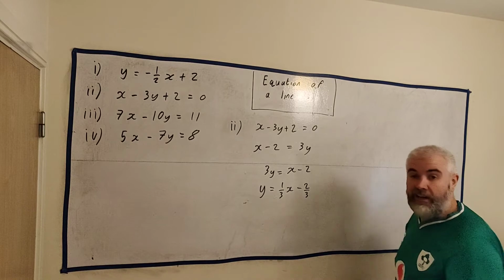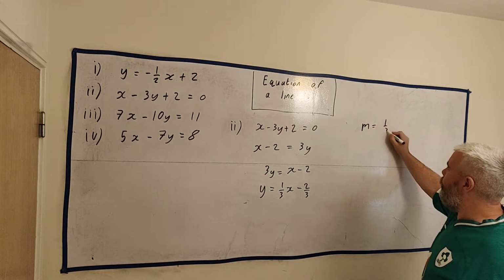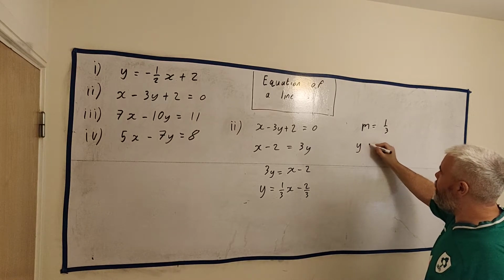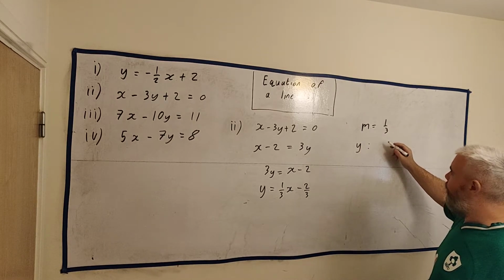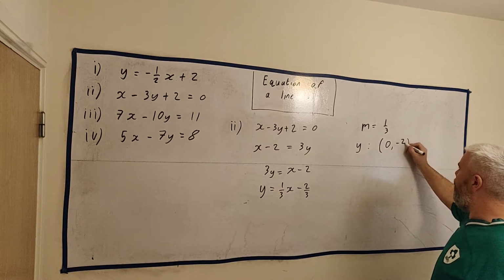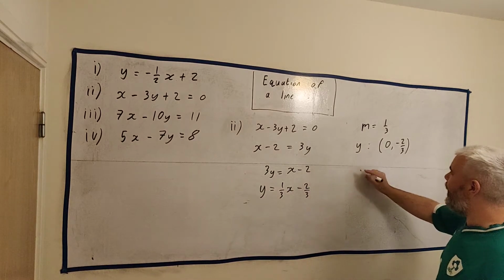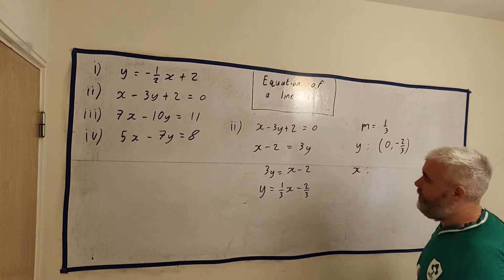And that tells us a lot of information already. It tells us m is equal to 1/3. It tells us the y-intercept is at x is 0 and y is minus 2 over 3. It tells us all that already. And all I need to get is the x-intercept.